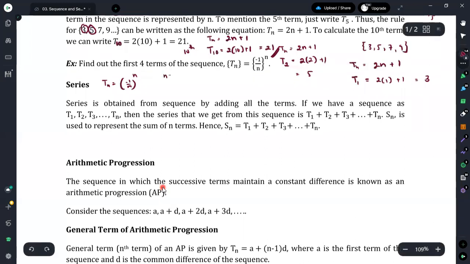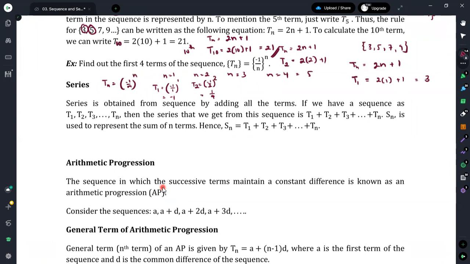substitute n equals 1, n equals 2, n equals 3, and n equals 4. Once you substitute n equals 1, you will get T1, which is equal to (-1)^1 over 1, which equals minus 1. Then substituting n equals 2, you will get T2, the second term. Then it is (-1)^2 over 2, and you will get plus 1/2.